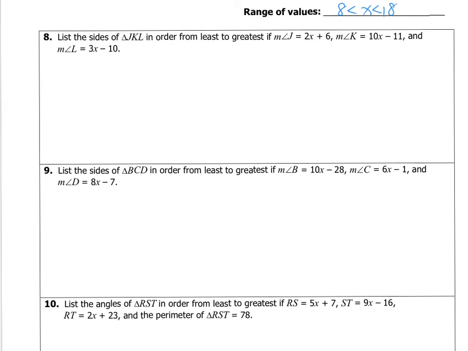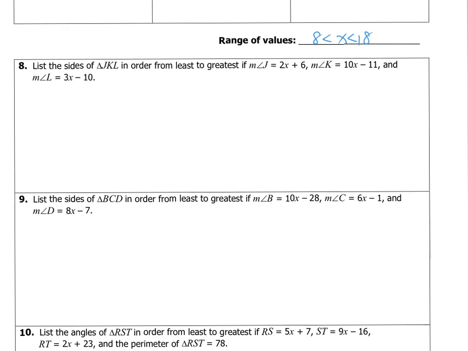So number 8: list the sides of triangle JKL in order from least to greatest if the angle measures are these crazy algebraic expressions. So now we're asked to list the length of the sides, but we're only given information about the angles.